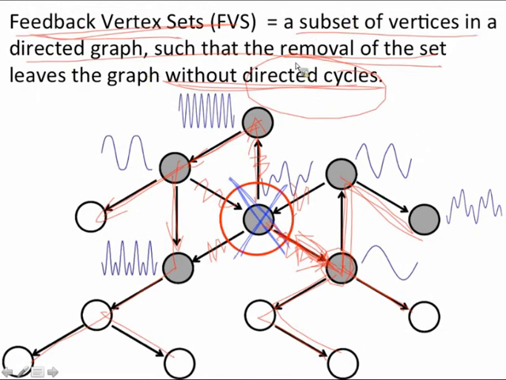So finding the minimal set is equivalent to finding a subset of vertices in the directed graph such that removing them removes those redundant directed cycles, that information that we don't actually need, so that if we have this, that will therefore determine everything else. Questions there?